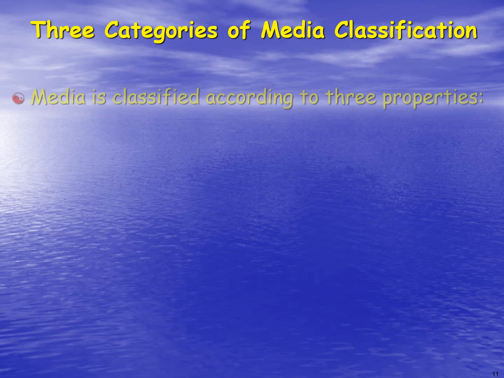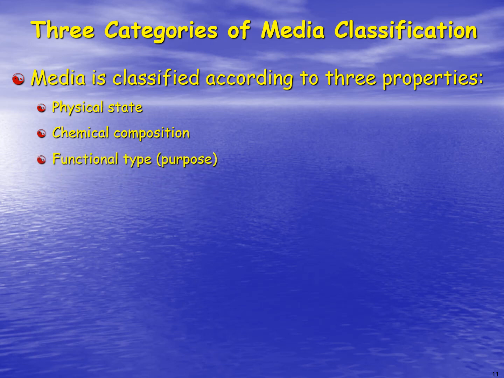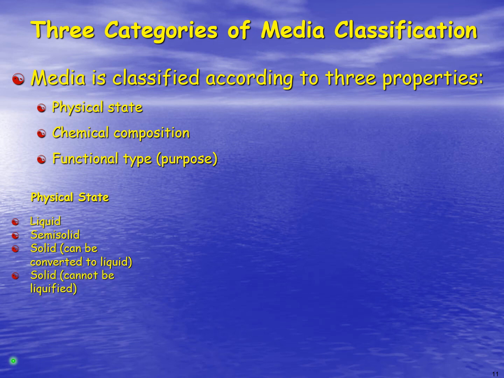Medias are classified by three different categories: their physical state, the chemical composition of the media, and the functional type, or what is the purpose of the media. In the physical state, we see that medias can be completely liquid at room temperature, semi-solid, solid and can be converted to liquid with some sort of process, or solid medias that cannot be liquefied under any circumstances.